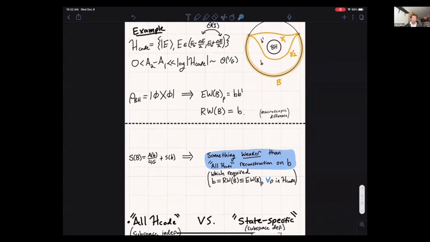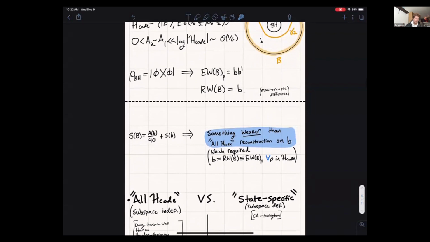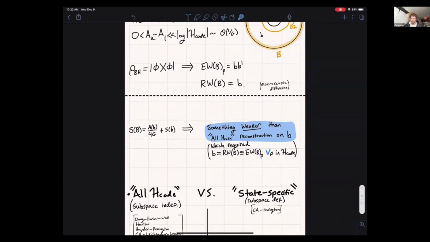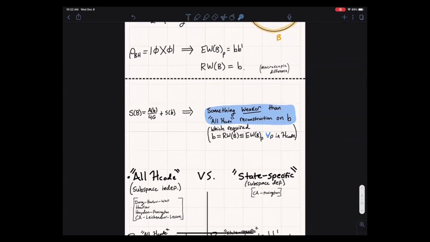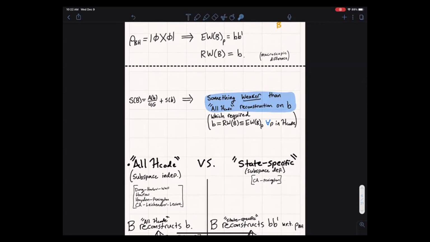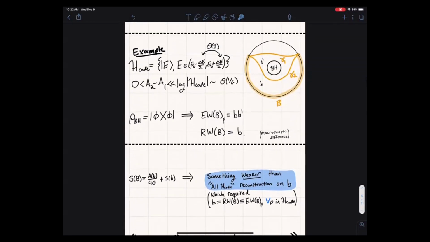To summarize the points I'm trying to make here: if all you know is that little b is the entanglement wedge of capital B, that implies something weaker about reconstruction on little b than the all-H code reconstruction. Sorry, I have a question. It sounds like the reconstructable wedge depends on the definition of the code subspace, right? You can choose it to be super large, and then the reconstructable wedge will be different from the entanglement wedge.